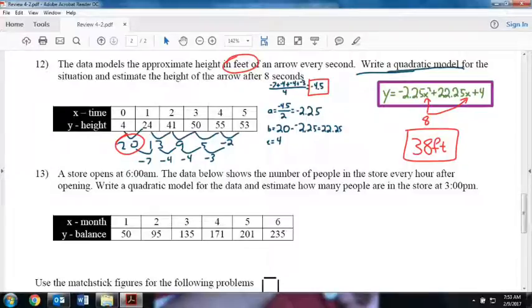But anyways. All right, number 13. Go ahead and try number 13. Number 13 is very similar. Go ahead and pause and try it. But if you're not, here we go.